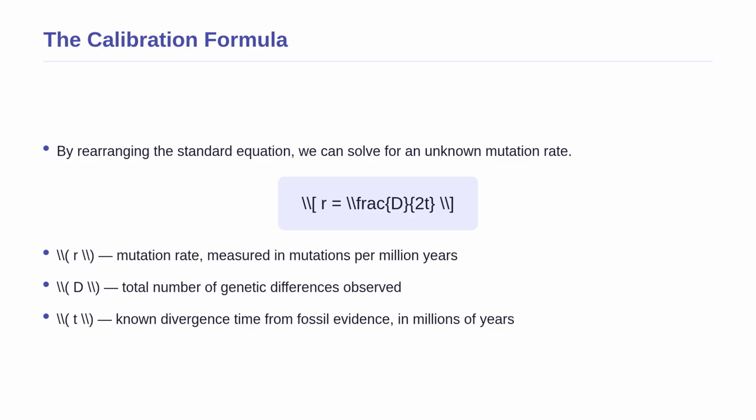This brings us to the formal calibration equation we just derived. The formula is R equals D divided by 2T. Conceptually, this allows us to use a known fossil to find how fast the genetic clock is ticking for a specific group of organisms. The symbol R is the mutation rate we want to find. The symbol D is the total number of genetic differences we count between the two species today. The symbol T is the known divergence time provided by the fossil record. If the known divergence time T increases for a fixed number of differences, the calculated mutation rate will decrease, meaning the clock ticks more slowly.